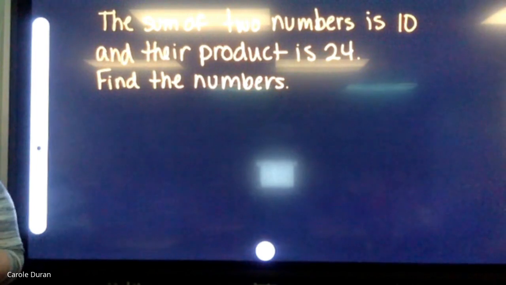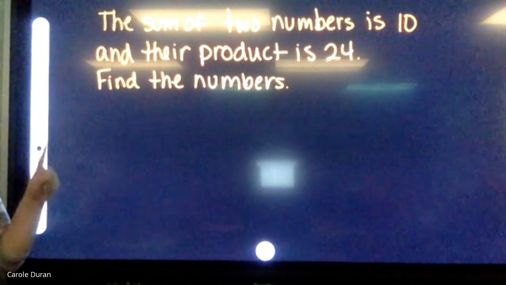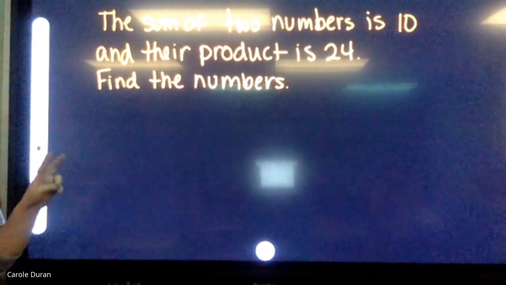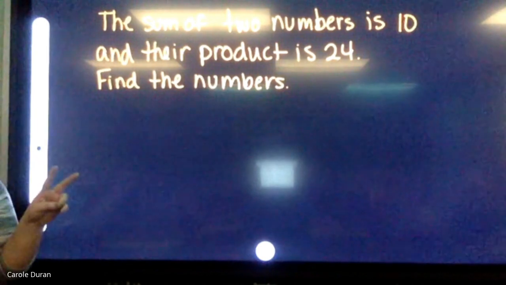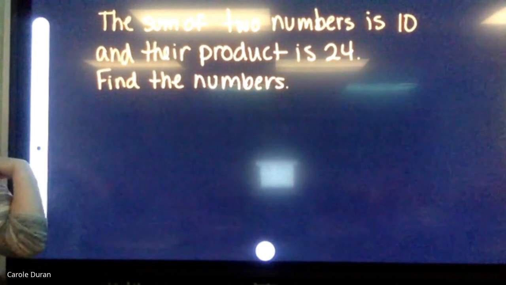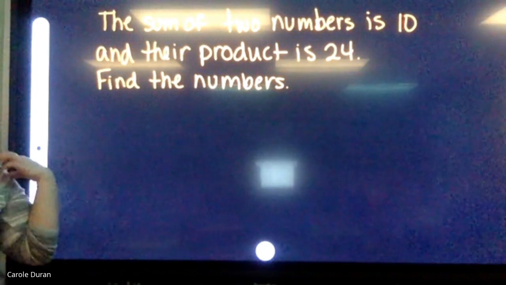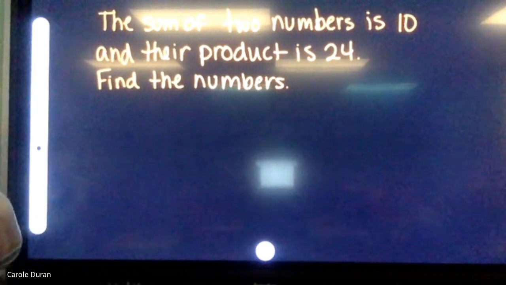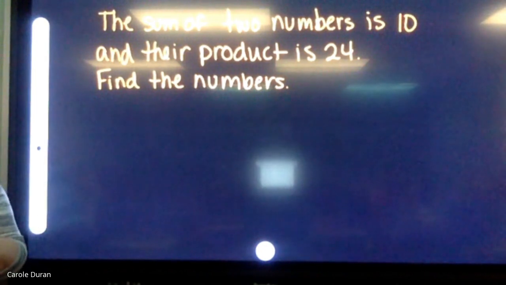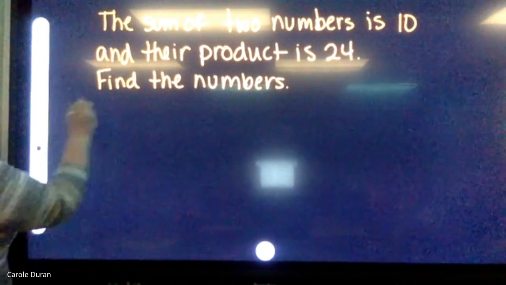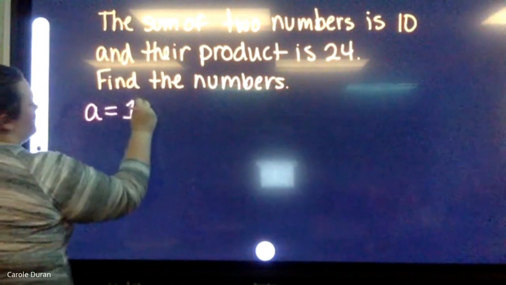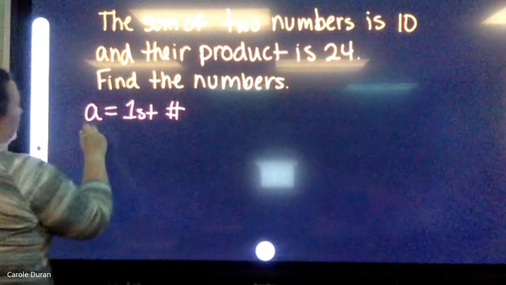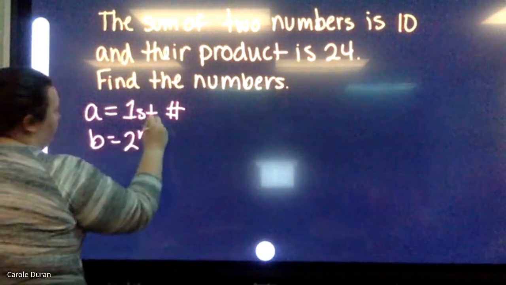So I'm still going to need to set up two equations, one for the sum of the numbers and one for the product of the numbers, which means I need to identify variables that represent those numbers. So what would you like to use? A and B. Okay. So A is going to be the first number, and B is going to be the second number.